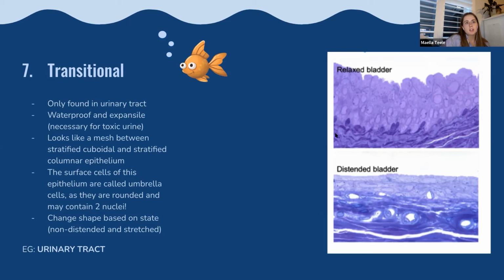But pretty much the surface cells, so if you see the surface cells here, they're called umbrella cells because they're rounded and sometimes they contain 2 nuclei. I don't think any of the ones in these images have 2 nuclei, but that's something to look out for if you're wanting to identify transitional epithelium. And they change shape based on their state. So when the bladder is relaxed, they look like this. When the bladder is contracting, they look like this. So they're very important because they've got a lot of stretch. And yeah, they're only found in the urinary tract.